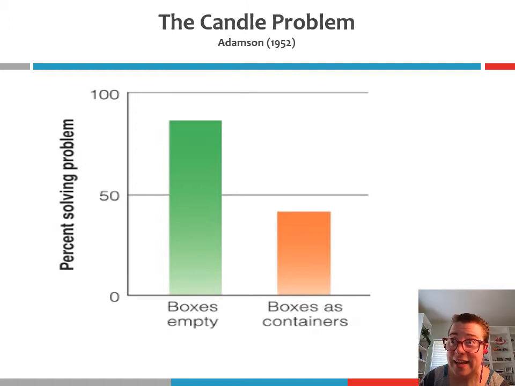This was replicated actually in 1952 by Robert Adamson. So he repeated the original experiment and got the same exact results. So when participants were presented with the empty boxes before solving the problem, they were twice as likely to solve the problem effectively than participants that had been presented with the items in containers.